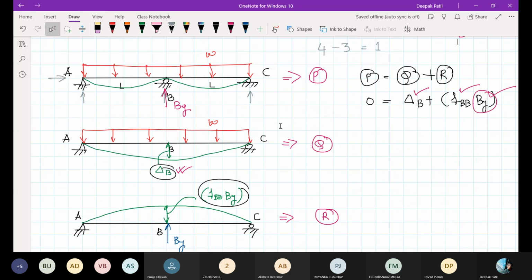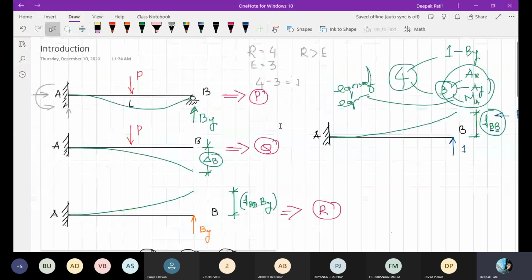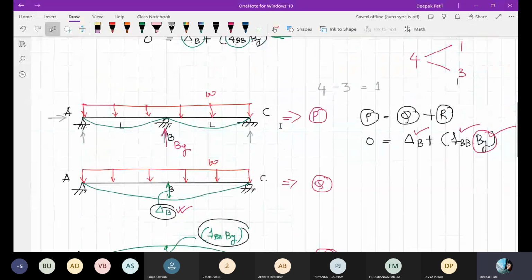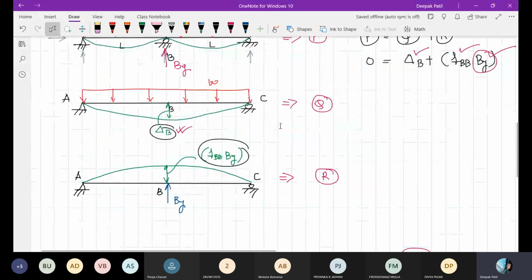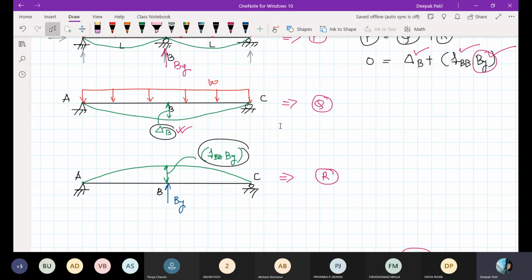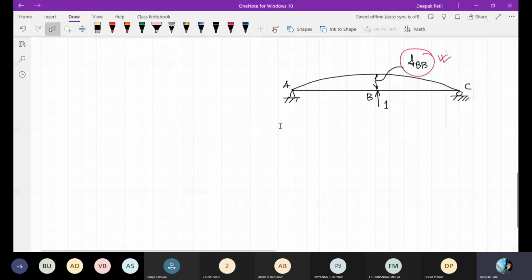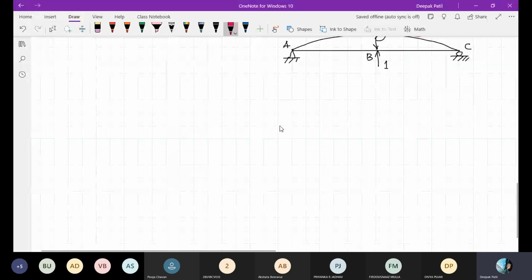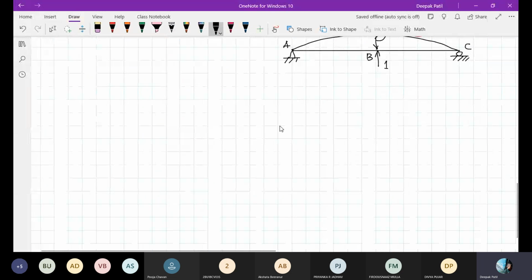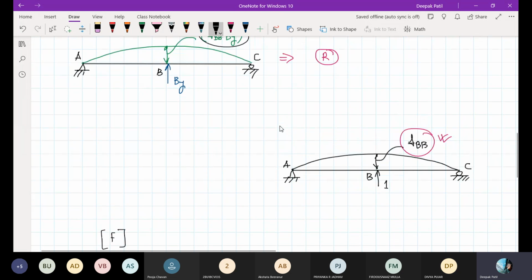Yes, sir. So this is the basic gist behind the flexibility matrix method. What I will do next is, we have one equation for the flexibility matrix method. I will just write that equation, and let me try to explain that equation using numerical examples in my next class.